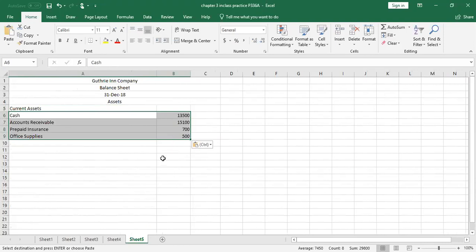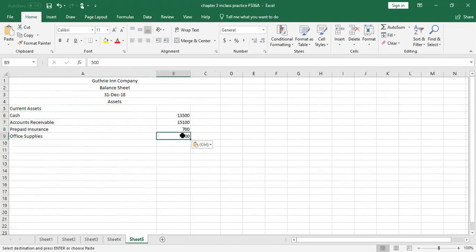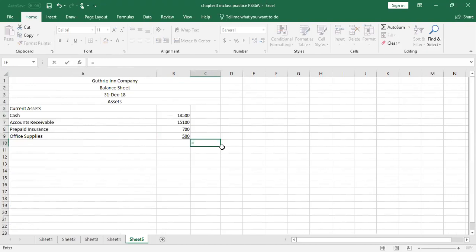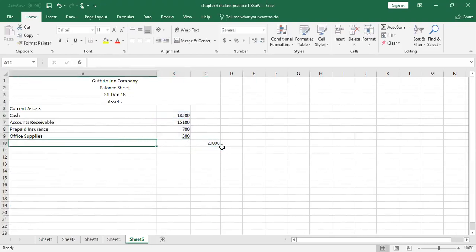Okay, so I list them with their dollar amounts. I'm going to add them up and put the total out in my column to the right, B6 to B9. And I'm going to label exactly what that is: total current assets. How are we doing? Any questions?